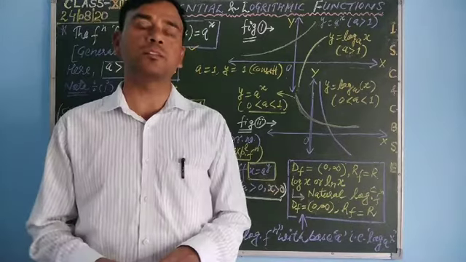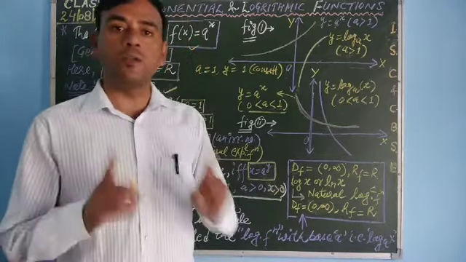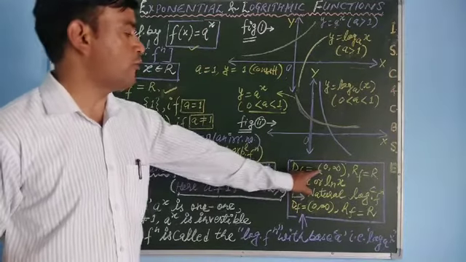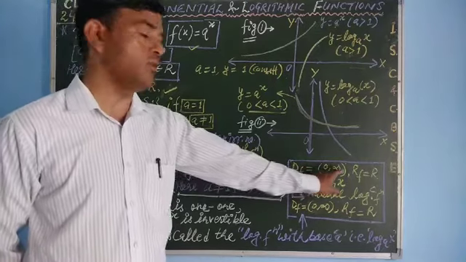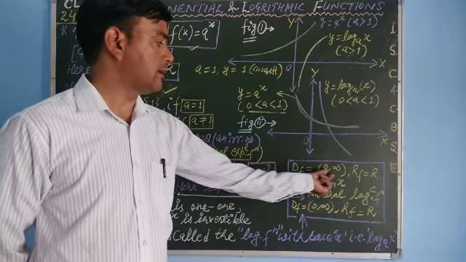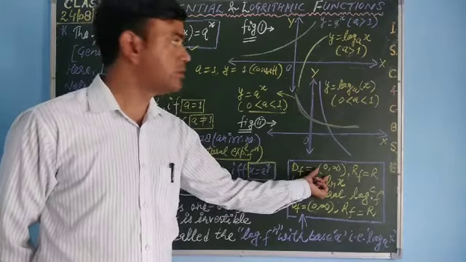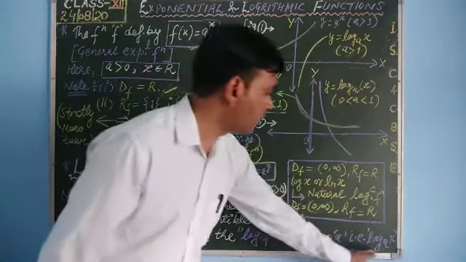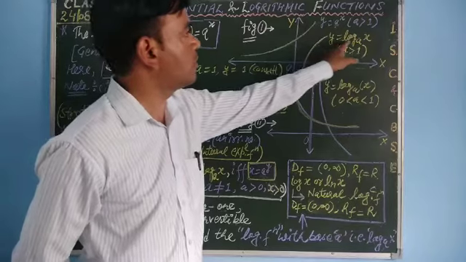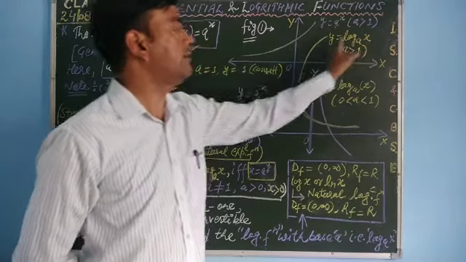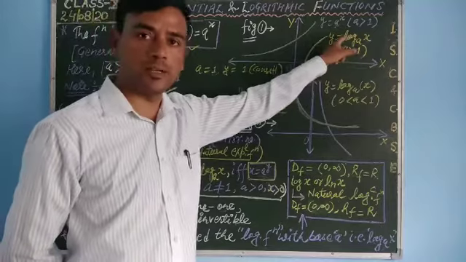The logarithmic function is only defined for all positive real numbers, because the domain of the logarithmic function is 0 to infinity. It means in log_a x, or y equal to log x, x must be a positive real number. Then in that condition only the logarithmic function is defined.